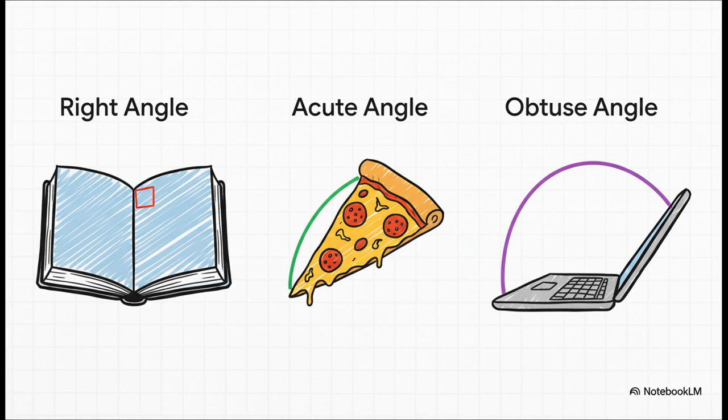First is the right angle. It's a perfect L shape, like the corner of a square. It's exactly 90 degrees. Then there's the acute angle. I always think of it as a cute little angle because it's so small, less than 90. And finally, the obtuse angle. That's a big, wide open one. It's more than 90. And that's all there is to it.